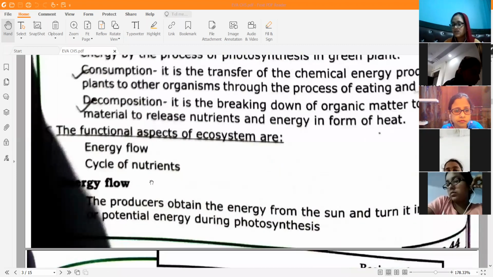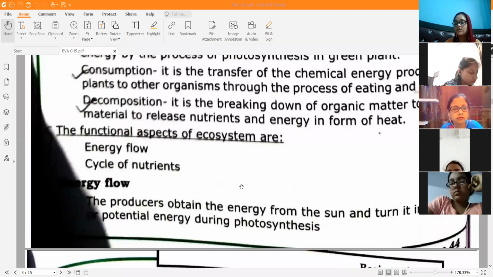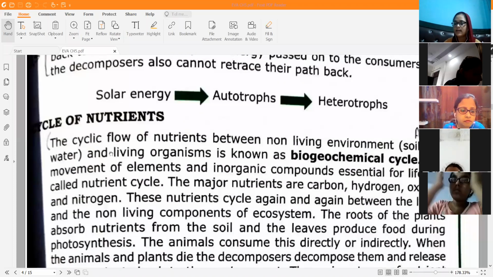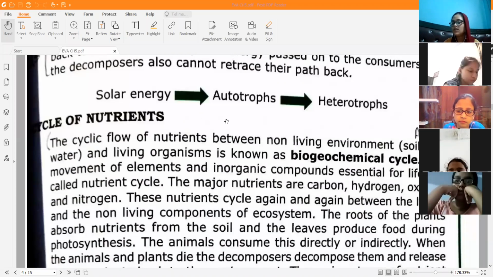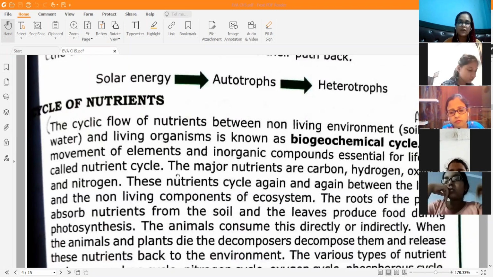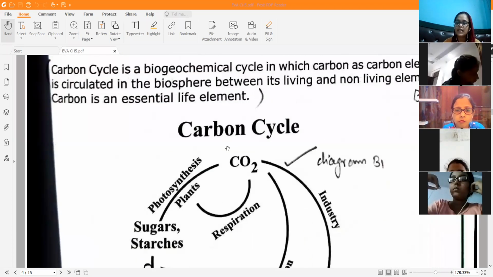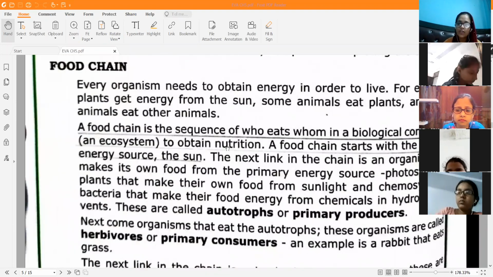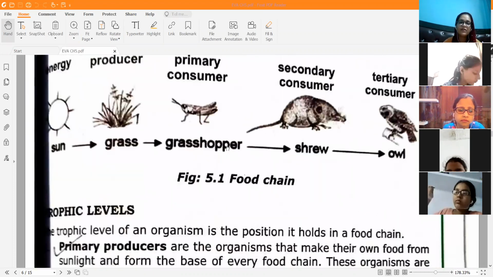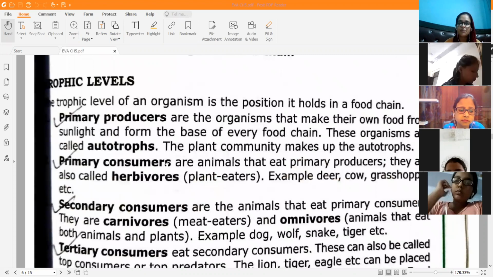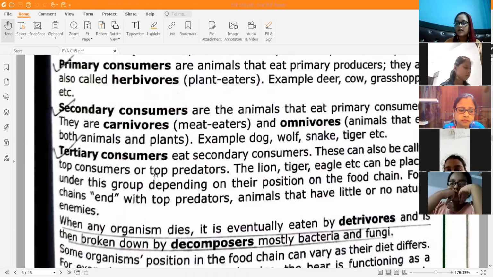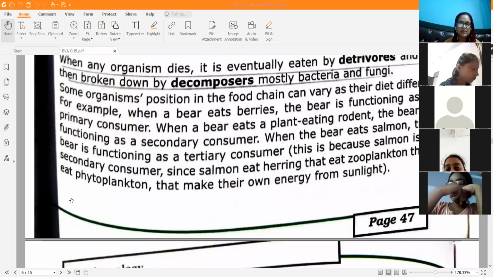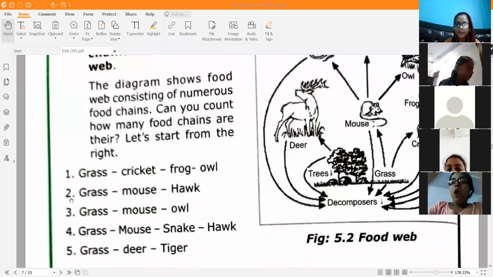Then the functional aspects of ecosystem were energy flow, that is energy flow is unidirectional in nature, and then cycle of nutrients, that is the nutrients keep circulating between the living and non-living components of an ecosystem. We took the example of carbon cycle, right? And we discussed it in detail. Then we talked about food chain, right? And the various trophic levels, that is primary producers, primary consumer, secondary consumer, tertiary consumer, and then decomposers and detritivores working at various levels, right?